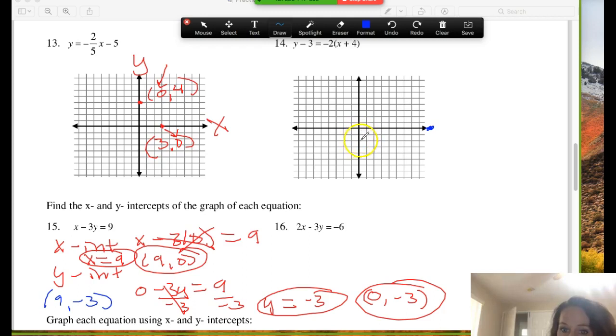0, 1, 2, 3, right here. Those are my x and y-intercepts. It is not the point over 9 down 3. That's this point over here. Do not put these together. If you want to make an ordered pair, it's (9, 0) and (0, -3).